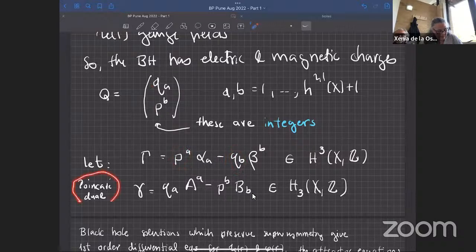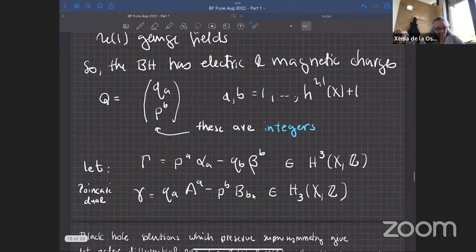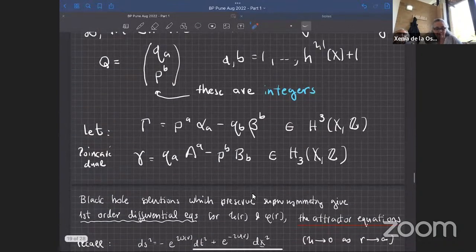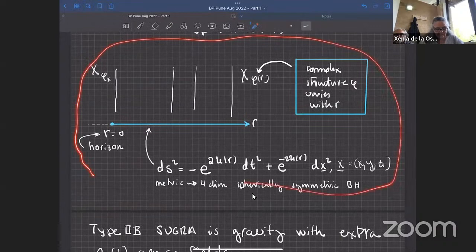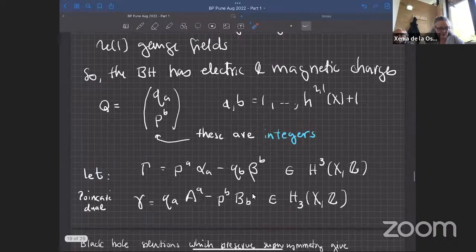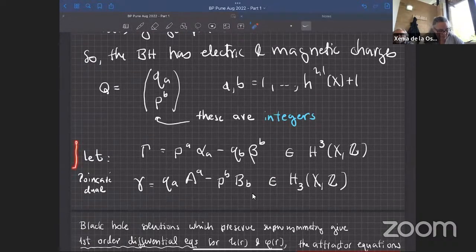And I will call little gamma the Poincaré dual of that capital Gamma. So this one is in the third integer homology. Okay, so to repeat, we intend to construct a four-dimensional black hole that has this 10-dimensional structure and that has charges that we can put in a lattice in H3.